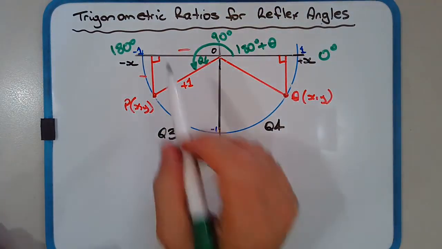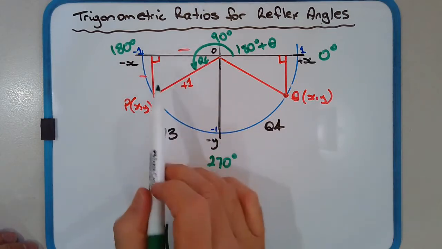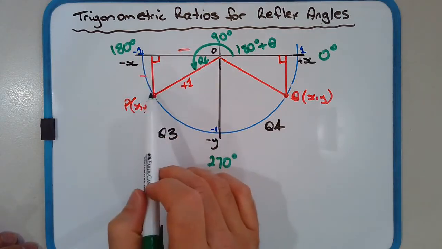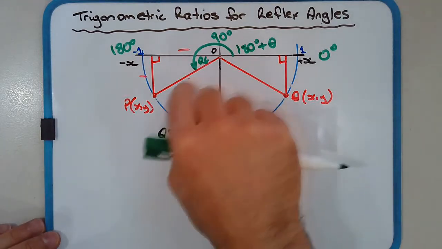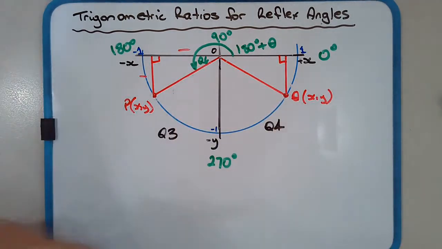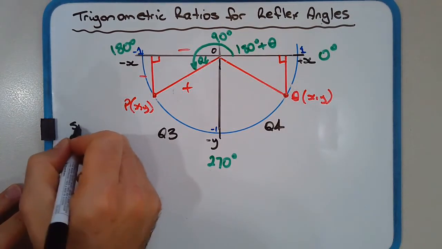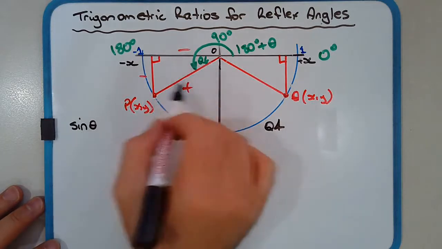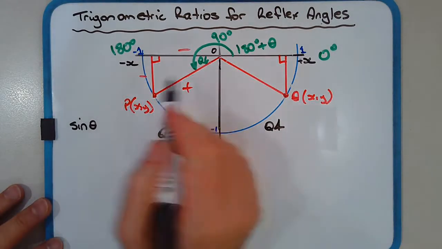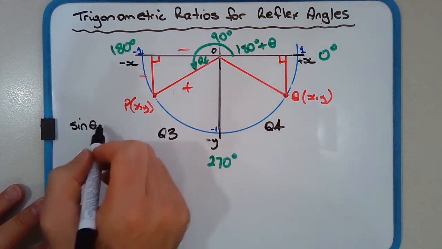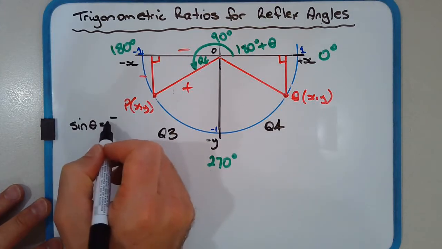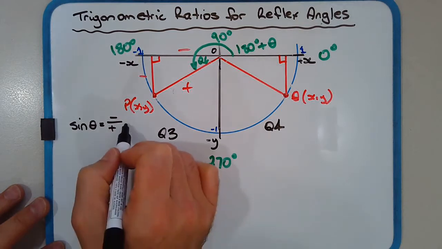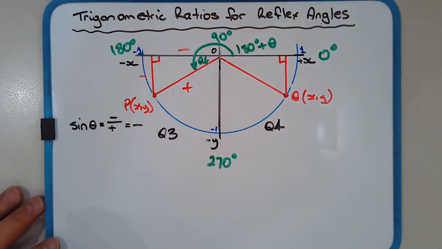Now, given that the adjacent side is negative and the opposite side is negative, the hypotenuse is positive. I might just get rid of that positive 1, just make it a plus. What does that mean then for the trigonometric ratios? That means sine of theta, actually we mean the reflex theta, is going to be opposite over hypotenuse. So opposites are negative over a positive. So sine is going to be negative in this quadrant.